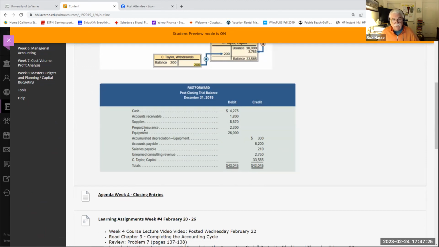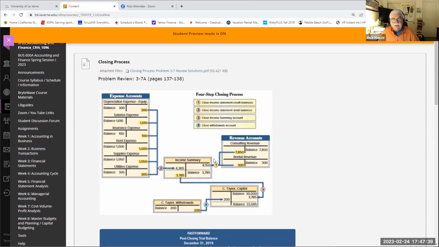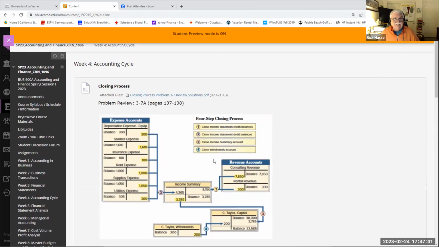Notice you see only asset, liability accounts and equity accounts retained. In this case, it's capital, but you don't see any revenue, expense, or dividend accounts in this trial balance. And that's what I'm looking for as your final part of your assignment. And so now let's take a look at that assignment.